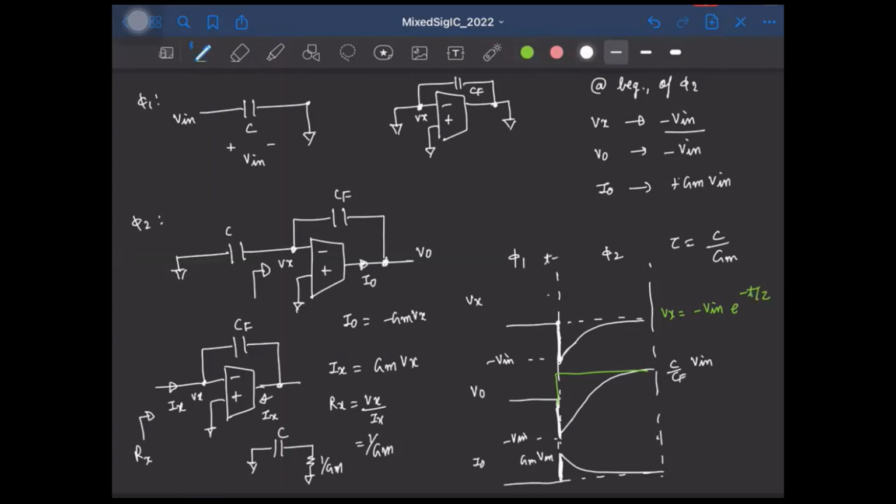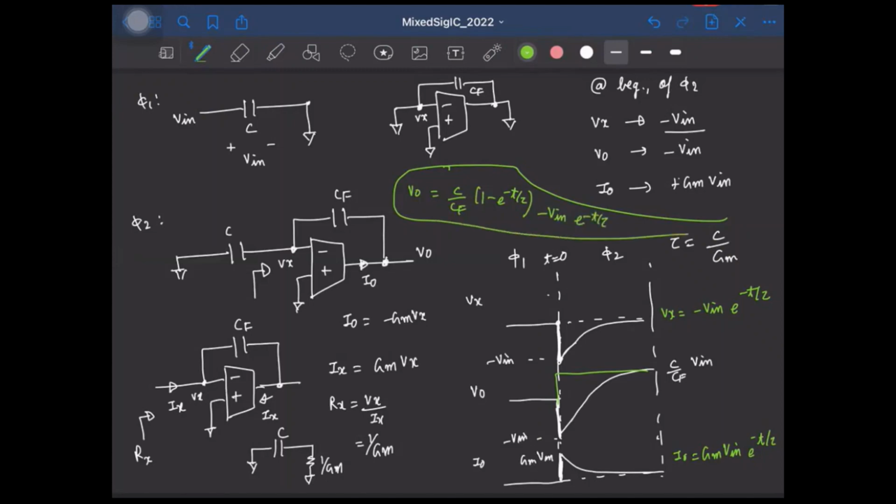And again, assuming that this is T equal to 0. Okay, and similarly, the current here will follow Gm times Vin e power minus T by tau, right? And similarly, the output voltage, how will it look like? So let me write it here. V0 will be the final voltage, that is C by CF into 1 minus e power minus T by tau, right? And the initial voltage, that is minus Vin, that will decay to 0 like this.